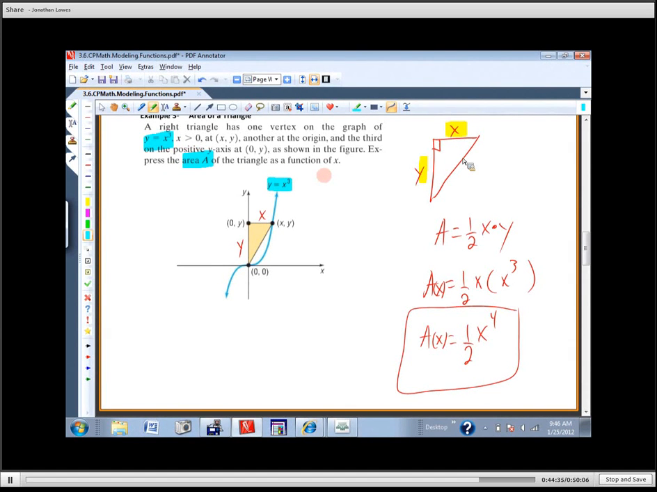So we made it pretty simple on ourselves because we could just look at the diagram and say, hey, if they're talking about area, it's got to be this. If they want it as a function of x, then we'll just replace what y is. We'll just put x cubed in its place, and there we go. That's it. That's all you have to do on that problem. Some of these, all they want you to do is come up with a formula.